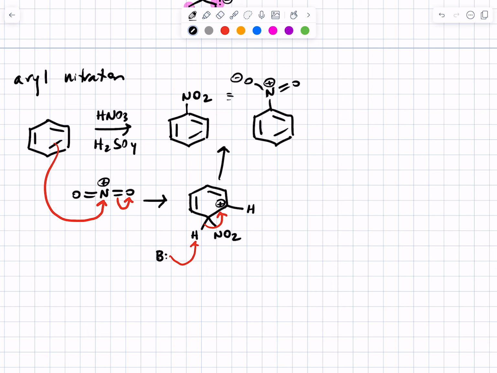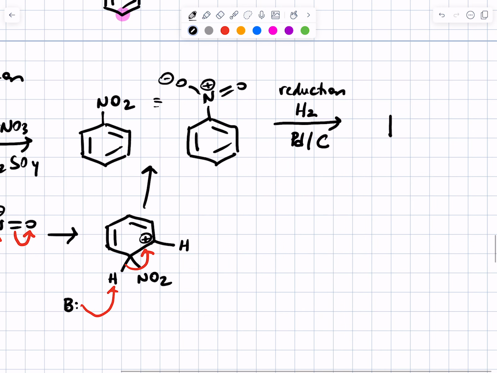Why would you want to put a nitro group on a benzene ring in the first place? Sometimes that nitro group can change the properties of the benzene ring in interesting ways. The other reason you'd want to put a nitro group on a benzene ring is that you can do a reduction reaction afterwards using a reagent that you've seen before. This is hydrogen and palladium on carbon, and that can convert the nitro group into an amino group.